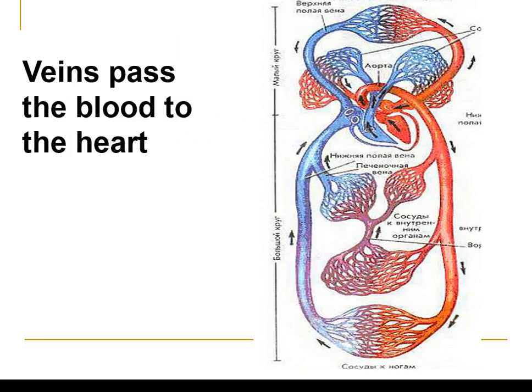Last lecture we discussed the cardiovascular system, the heart, and arteries. The cardiovascular system consists of the heart and vessels. The vessels are presented by arteries, the microcirculatory bed, and veins. Veins pass the blood to the heart. This is the heart. We have the superior vena cava and inferior vena cava, and the veins pass the deoxygenated blood to the heart.